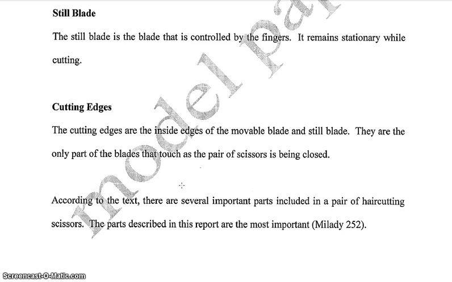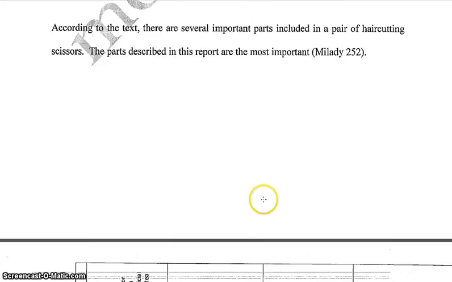According to the text, there are several important parts included in a pair of hair cutting scissors. The parts described in this report are the most important. And then again, it has author and page number to wrap up that citation. So your job is to find the information, whether it's in a textbook or on the internet, and complete the report.